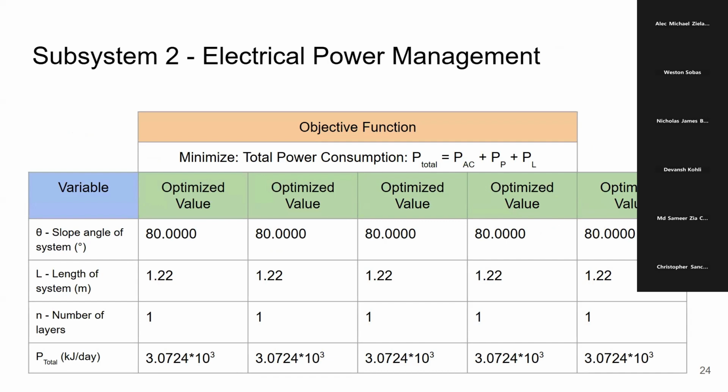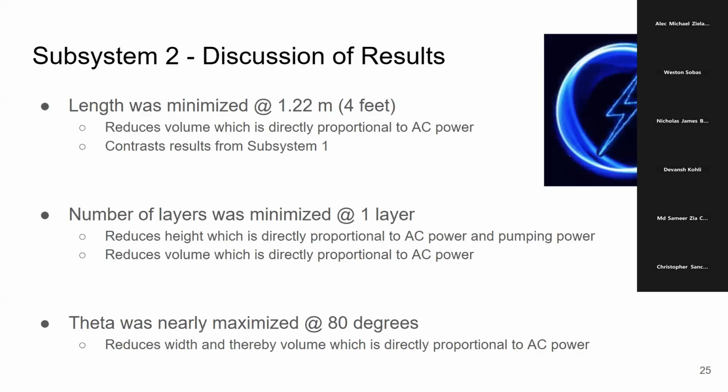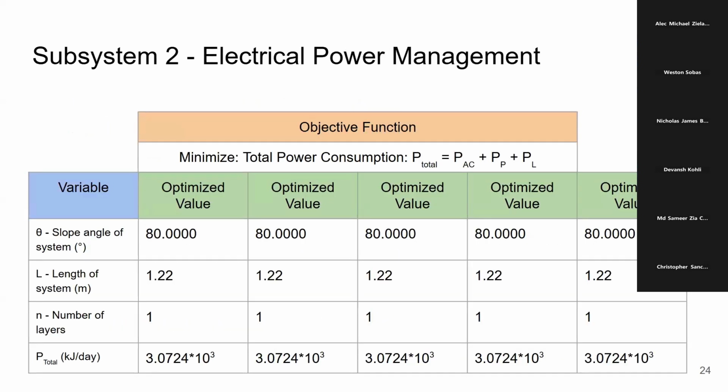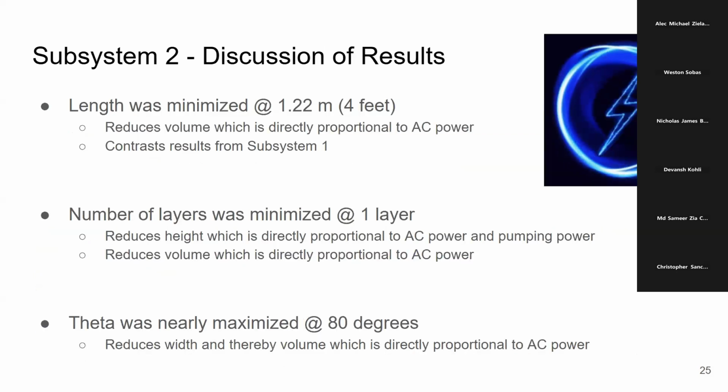The results of this optimization are consistent over 5 trials and have a total power usage of 3.07 kilojoules per day times 10 to the third. The length was minimized. This makes sense as it reduces volume, which is directly proportional to the air conditioning power. The number of layers was minimized, which is also directly proportional to AC power and pumping power. And theta was nearly maximized at 80 degrees, which reduces width and volume, directly proportional to AC power.